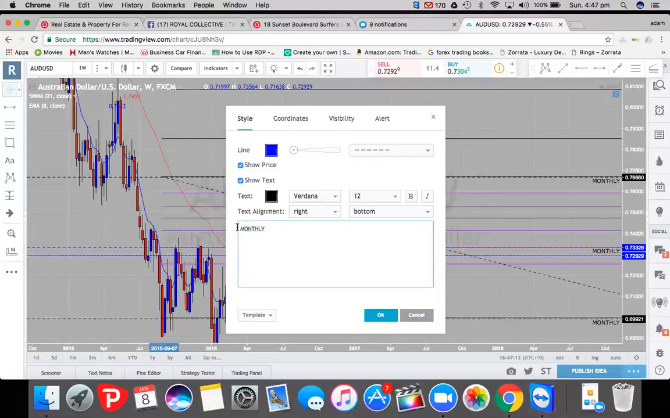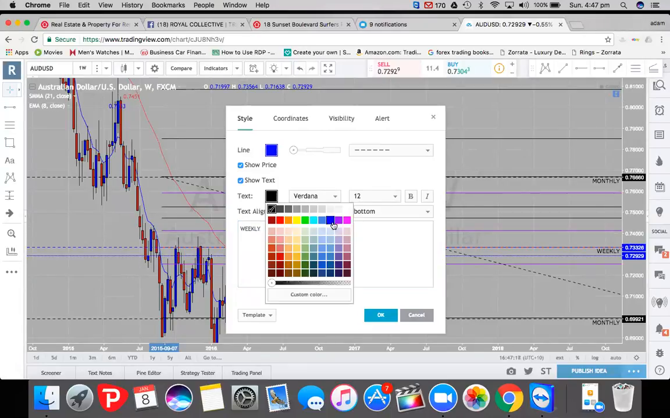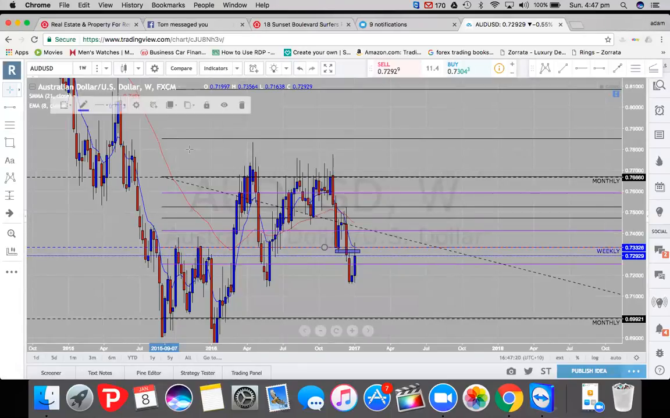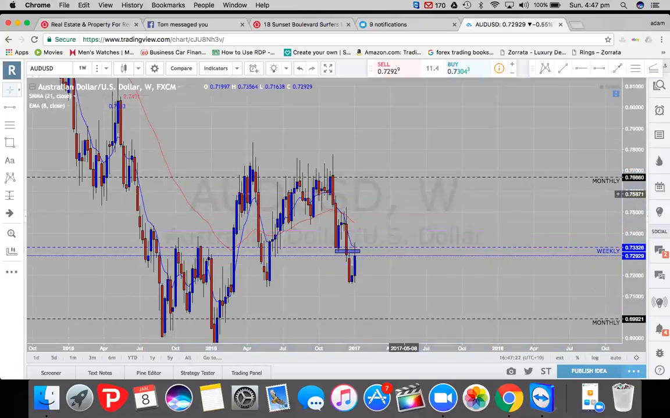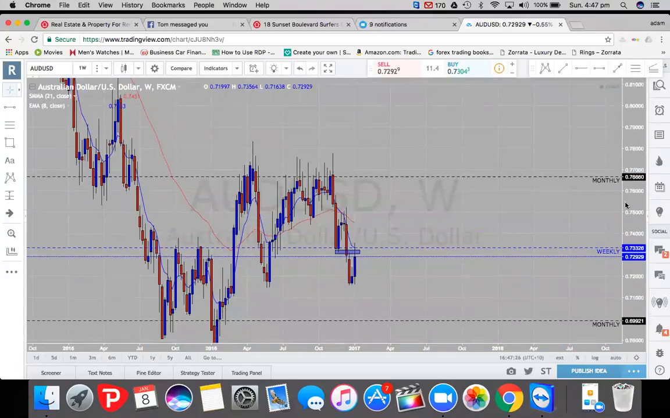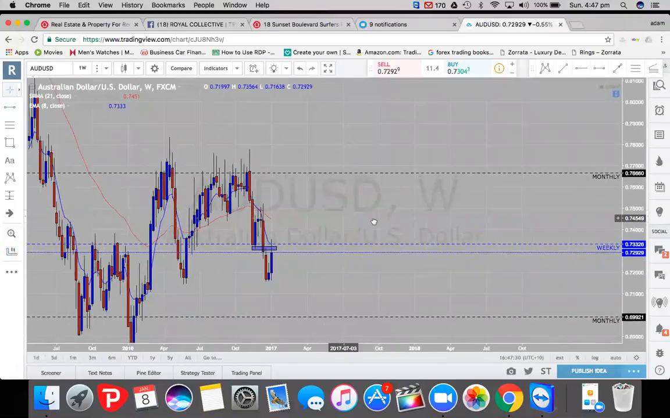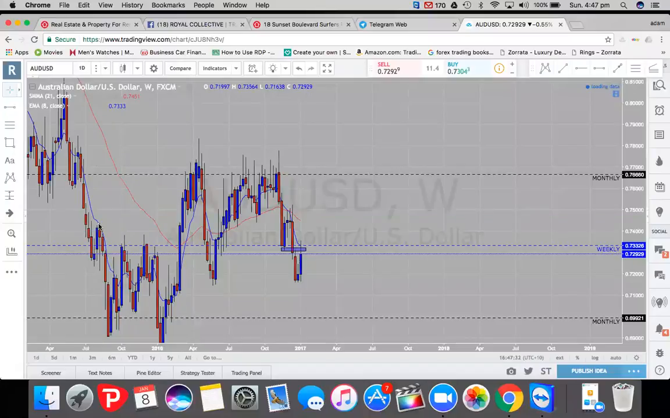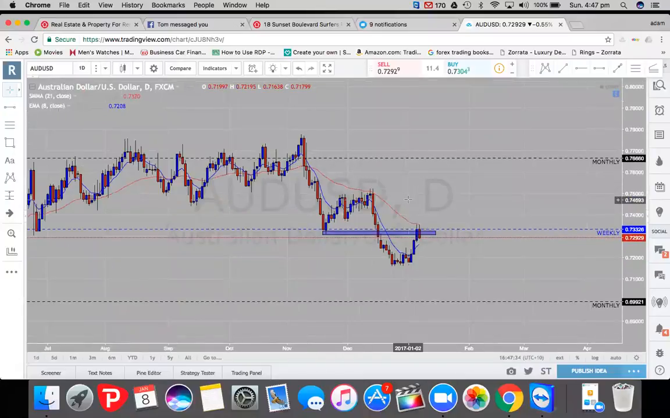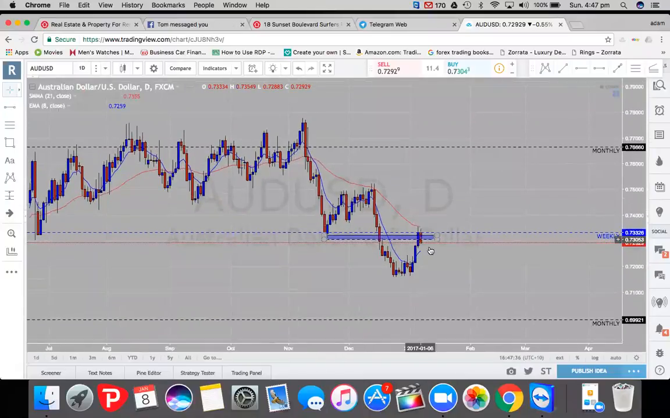Blue. How come we only do it on the 50%, not the 38 and the 67? Because you want to pick the median. That's it. That's all you're looking for. All you're doing is picking the median between the two. Sweet. So now you've got your weekly plotted. Chuck it down to the daily. So what do you think we're going to be doing with AUD/USD this week?